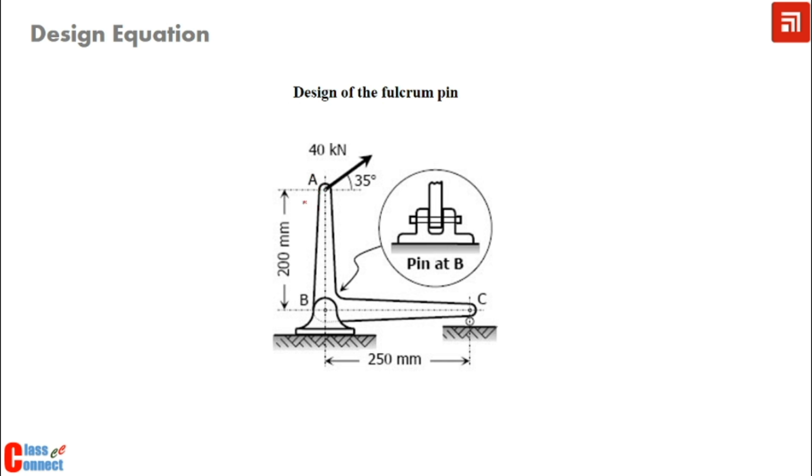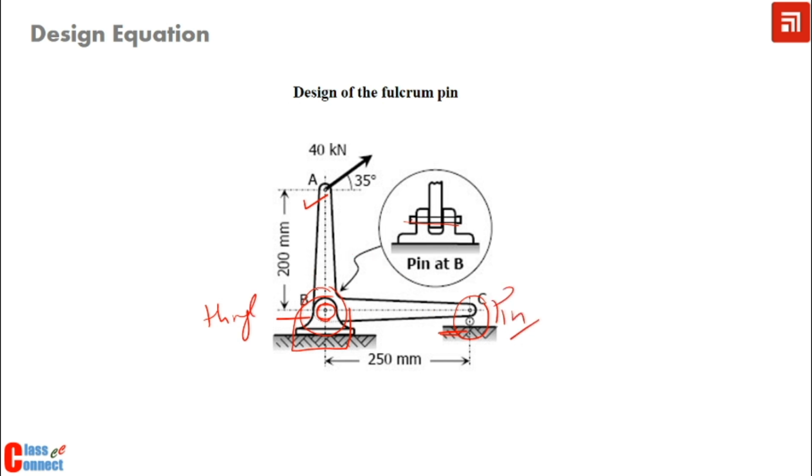Suppose we have this lever problem and we have to find out what should be the dimension of this pin. That pin is shown here. So again, there is no direct load acting on the pin, but this pin is supported like this, and the complete assembly is shown with support at point C and support at point B. We know this is basically a hinge support and this is a pin support.